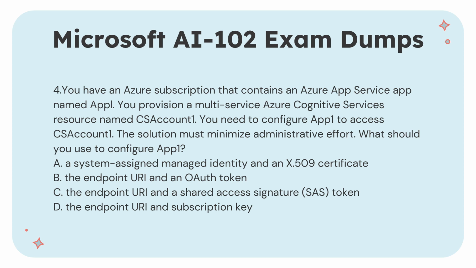A. A system-assigned managed identity and an X509 certificate. B. The endpoint URI and an OAuth token. C. The endpoint URI and a shared access signature (SAS) token. D. The endpoint URI and subscription key.